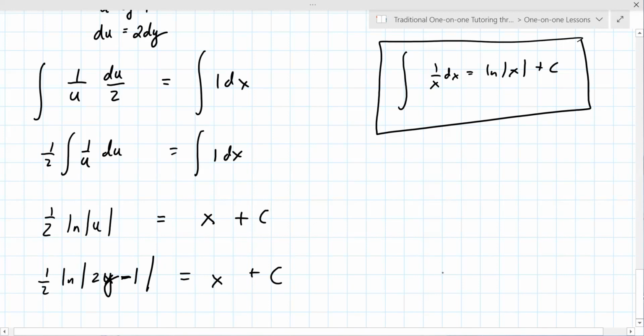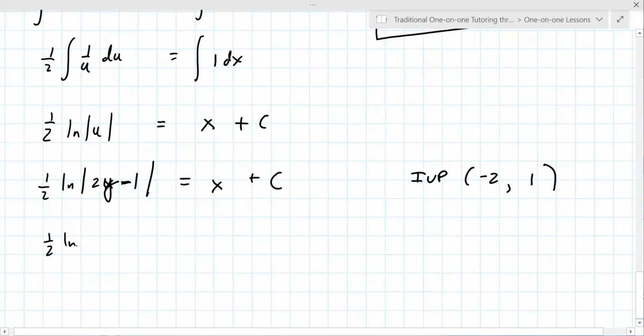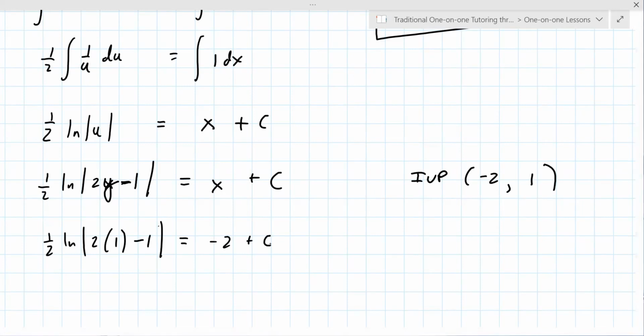Okay, so I'm going to give you an initial value problem. I have to wait till this step to tell you so you can actually do it. Let's go... 3. Let's go -2, comma 1. Okay. So it's 1/2 ln of 2 times 1 minus 1, equals -2 plus c, so then that's 2 minus 1 is 1.